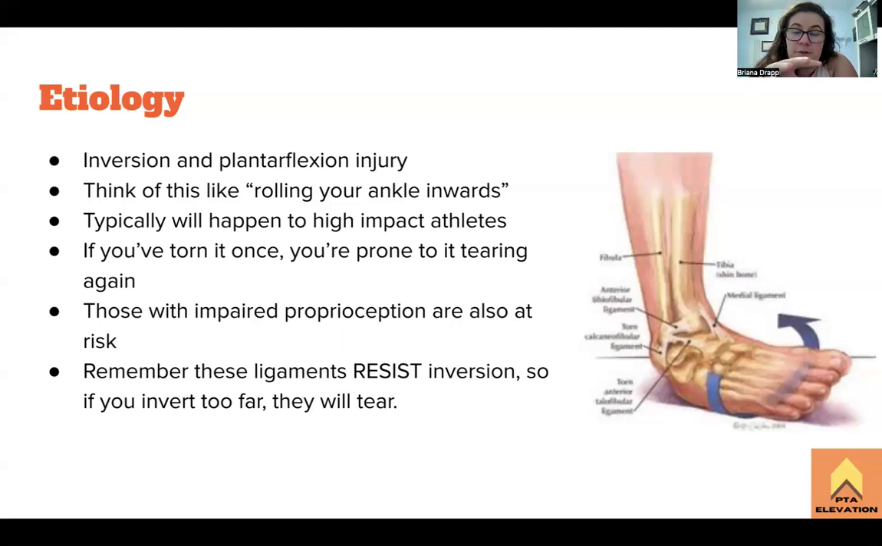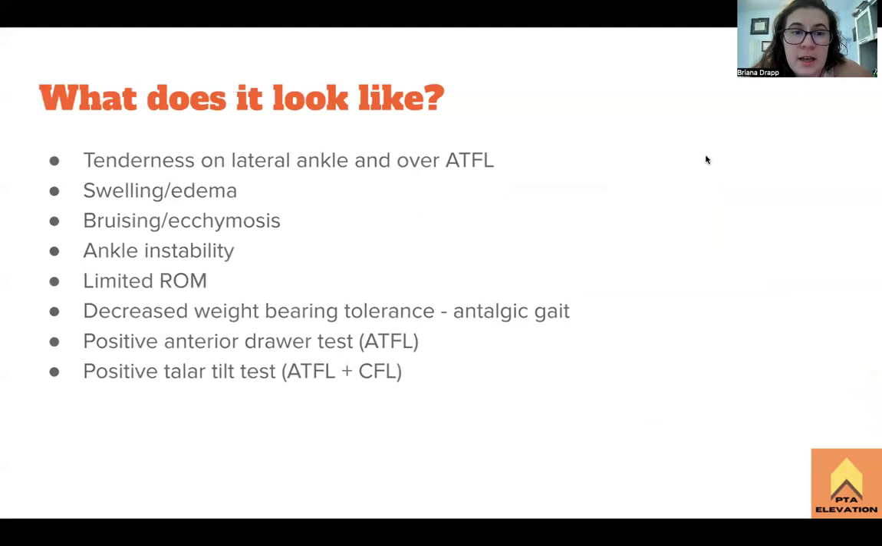Again, they resist inversion. So if you invert too far, you can break these. So therefore, look, we're inverting really far. These ligaments get stretched. They can only get stretched so far before they go and pop off. So definitely not good. What does it look like? Makes sense you've torn something, so there's going to be tenderness and swelling there.